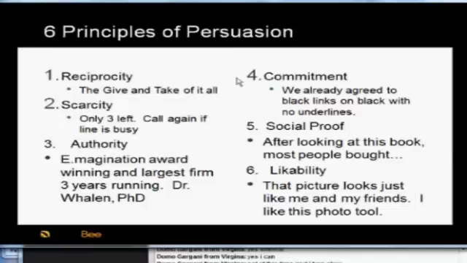Social proof. After looking at this book, most people bought, if you've ever been on Amazon, you see underneath where you might be looking at a book or considering buying a book, and a lot of times you scroll down to the bottom to see what other books like that in that particular venue or that particular genre other people are reading. It helps you sometimes make a decision on that book. So social proof, we like to follow the crowd.